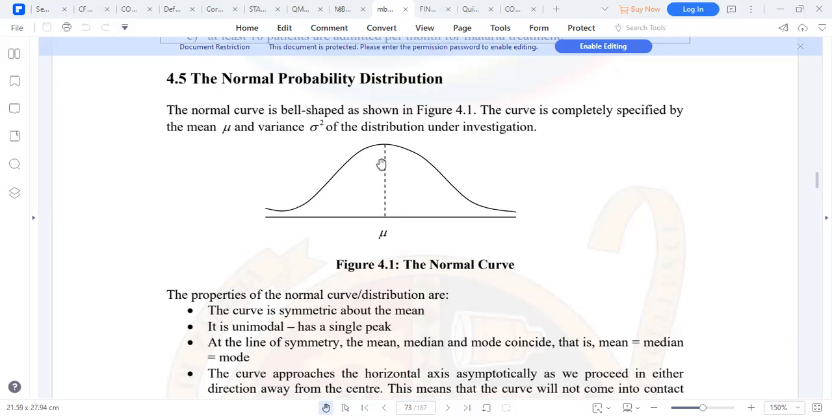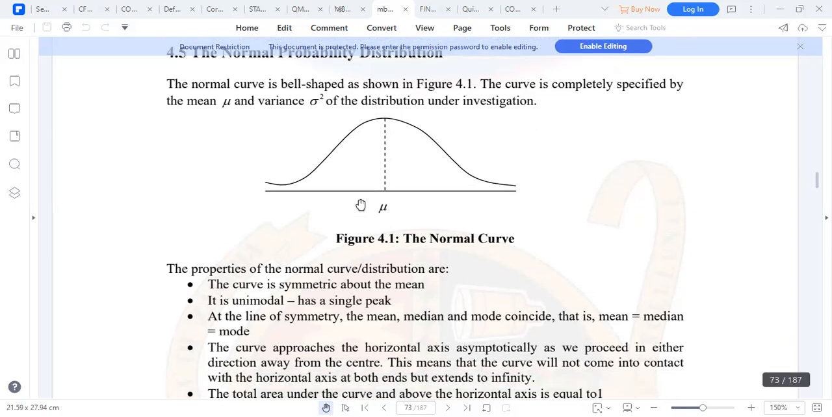So this curve approaches a horizontal axis. They don't touch the base, in short. It goes to infinity. They don't touch the base. So the area under this graph basically is equal to 1. So this is the property you need to understand on these normal distribution tables. So now the statistical tables, you need to understand how to read them before we go into the calculations there.